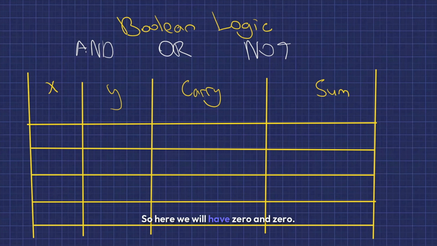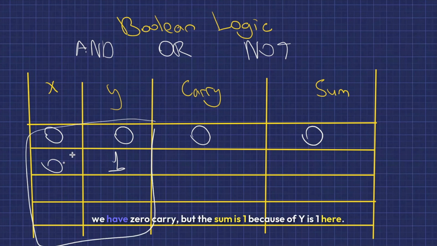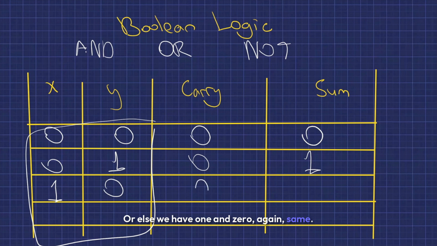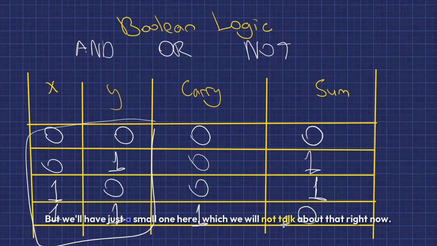So here we will have 0 and 0. We have 0 carry as well, and the sum is what? The 0. We have 0, 1, 0, 1. We have 0 carry, but the sum is 1 because y is 1 here. Or else we have 1 and 0, again the same. But if you have two 1s, we will have another carry, and the sum is going to be 0. But we'll have just a small one here, which we will not talk about right now.